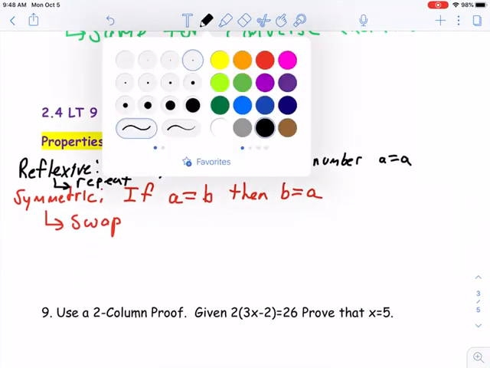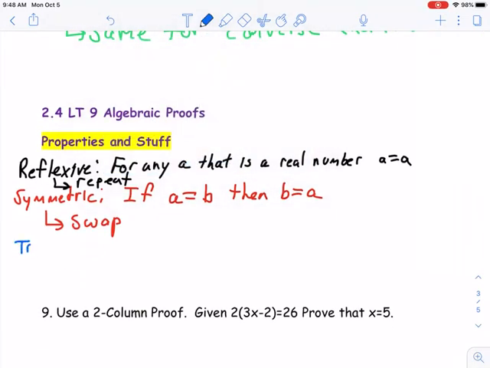Next, I got transitive. Basically it's saying if two things equal the same thing, like if A equals B and A equals C, since they equal the same thing, they equal each other. When two things equal the same thing, they must equal each other.